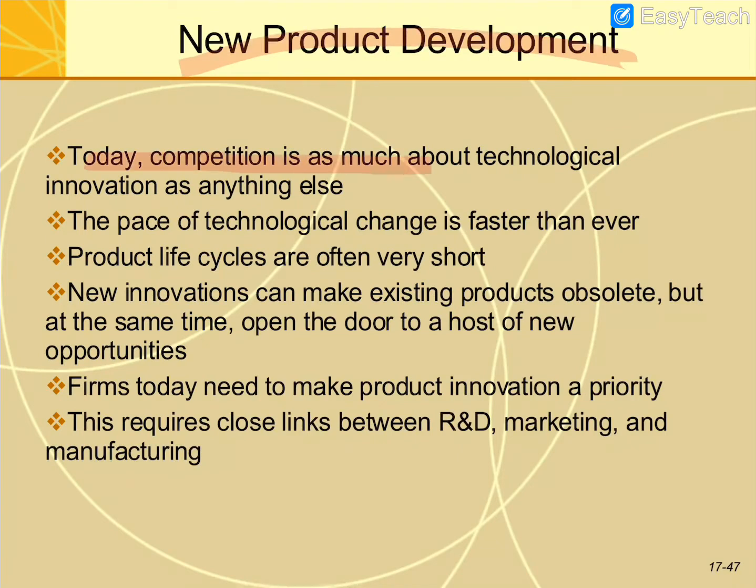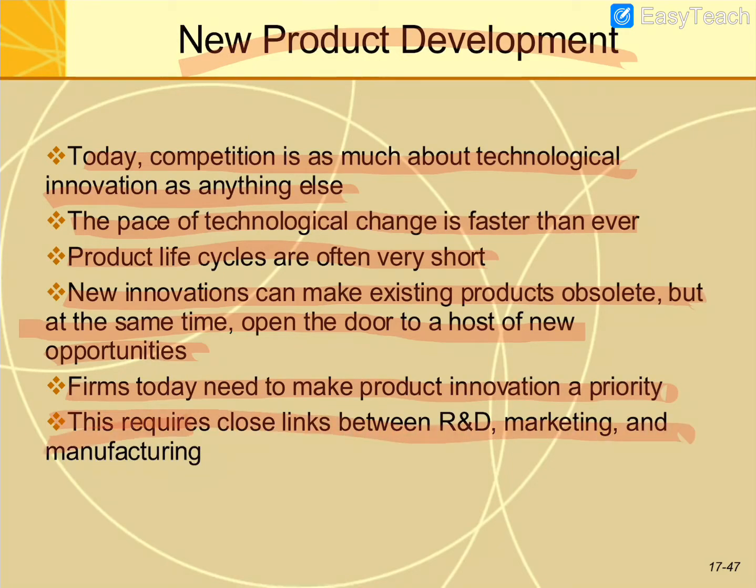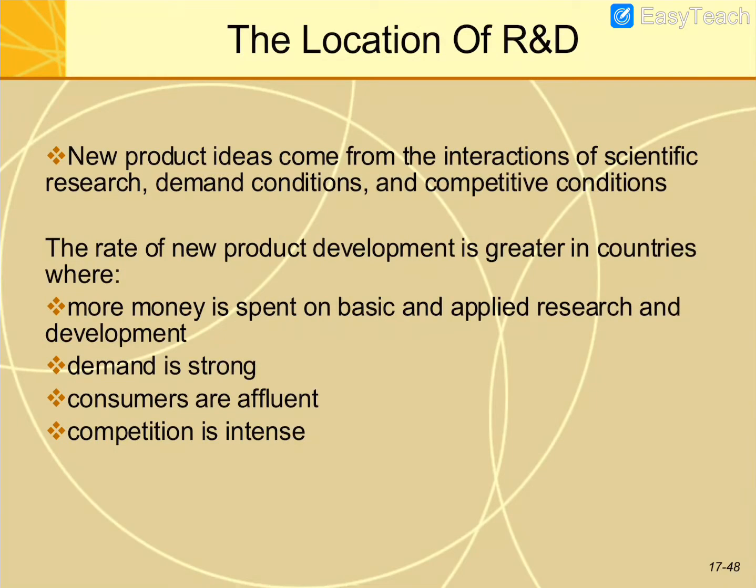Okay, new product development. Today competition is as much about technological innovation as anything else. The pace of technological change is faster than ever, so product life cycles are often very short. New innovation can make existing products obsolete, but at the same time open the door to a host of new opportunities. So firms today need to make product innovation a priority, and this requires a close link between R&D, marketing, and also manufacturing.